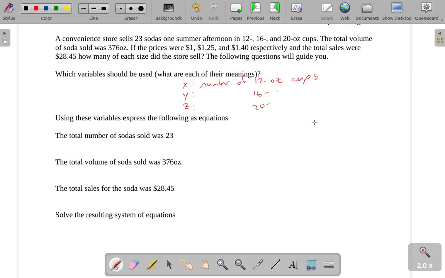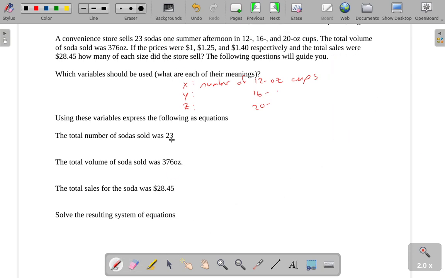Well, let me ask you this. If you had 2 of the first type, so this is a hypothetical, 2 of the first type, 3 of the second, and 4 of the third type of cups sold, how would you find the total number of cups sold? You just add them up, right? This would be 9 cups. Of course, that's not what's going on here. We didn't just sell 9 cups.